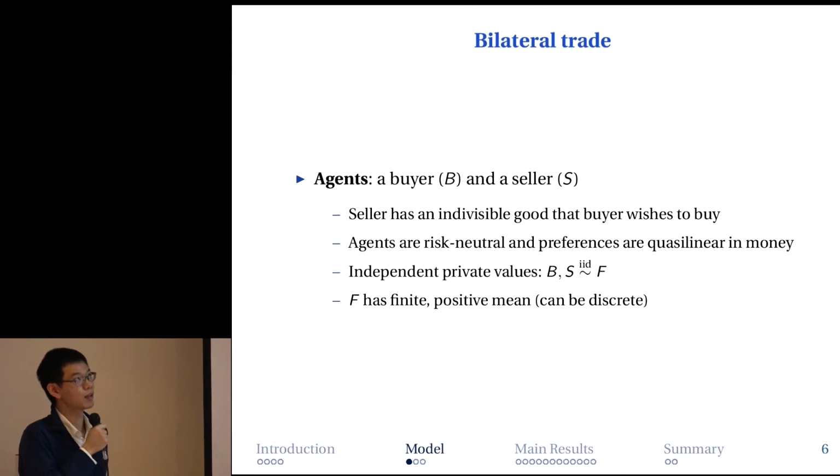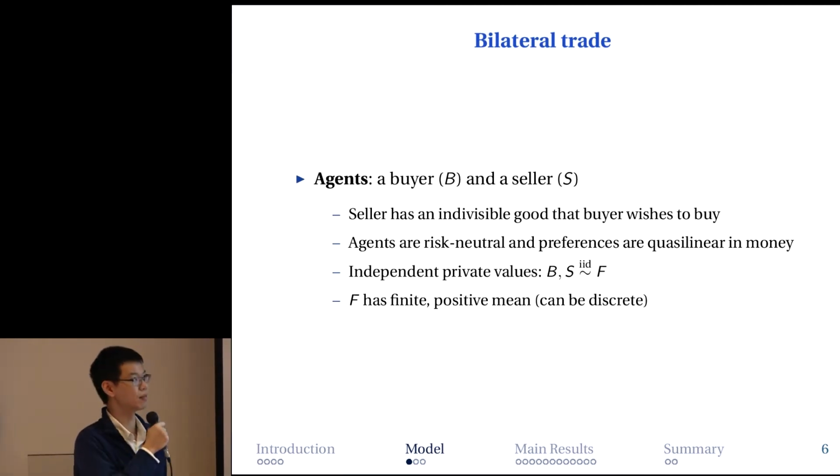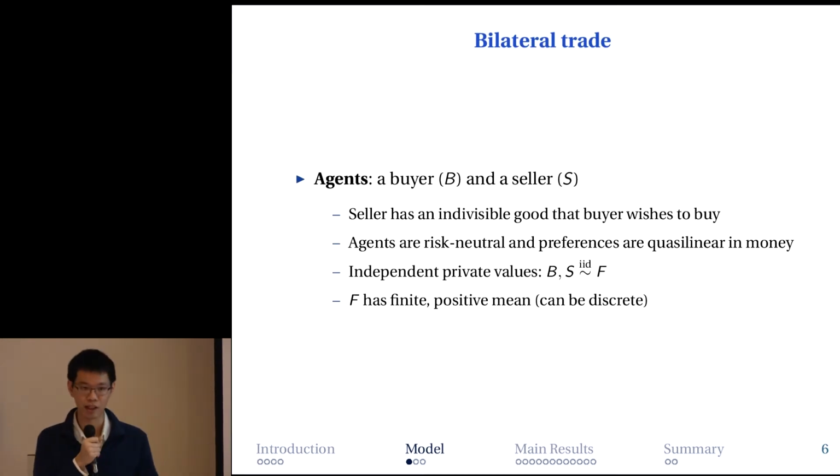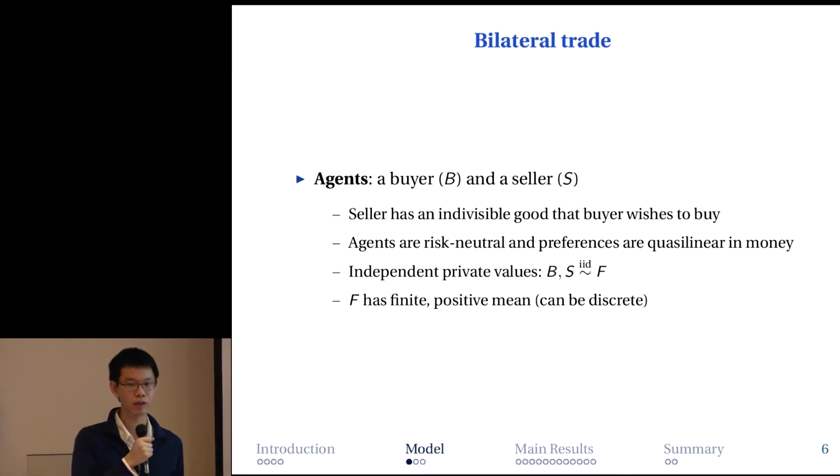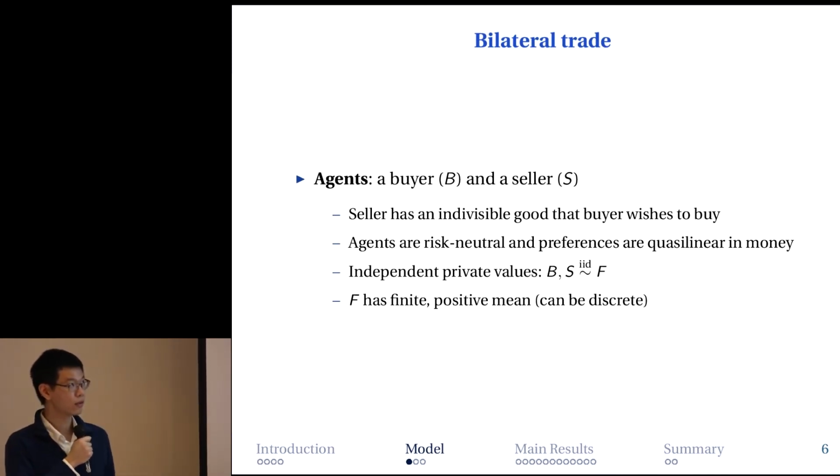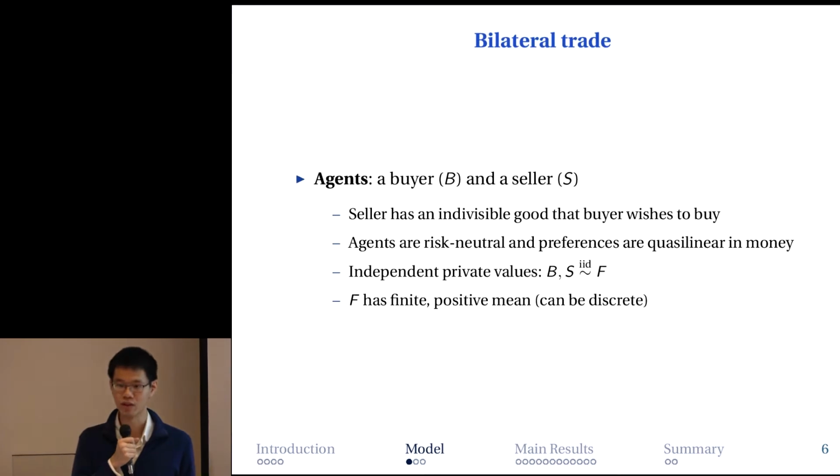Good, so let me describe the model. The model is standard, it's the bilateral trade problem. There are two agents, a buyer and a seller. Again, the seller has a single indivisible good that she wishes to sell. And both agents are risk neutral and preferences are quasi-linear in money.